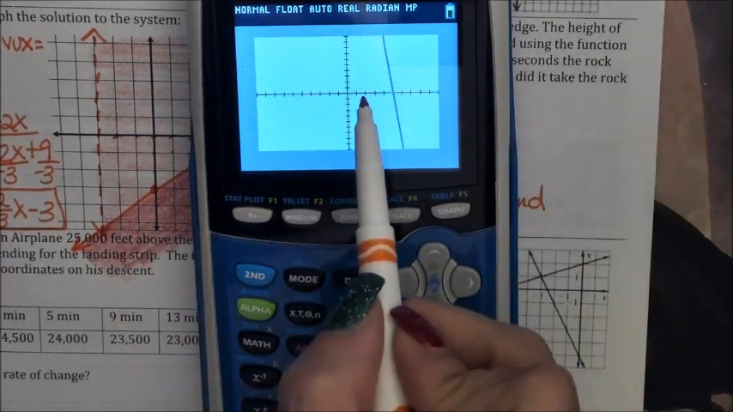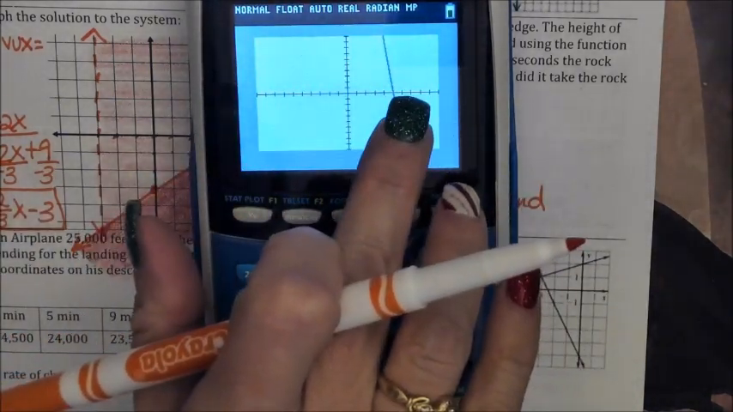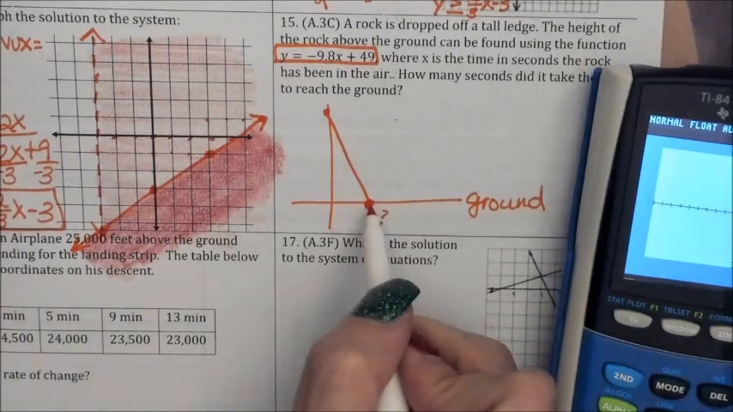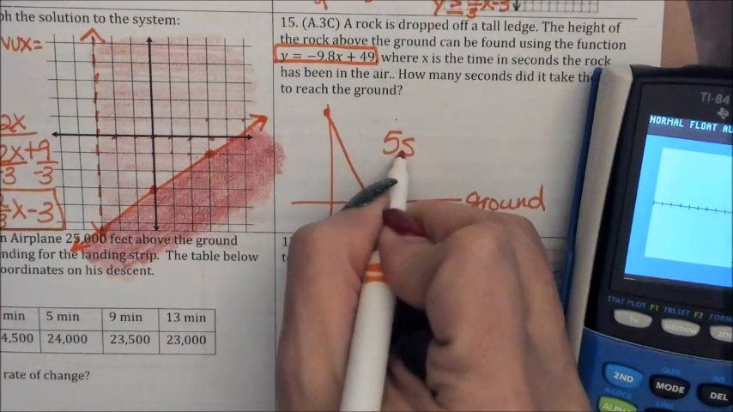So, 1, 2, 3, 4, 5. How long did it take? 5. That's where it crosses. Because if you think about it, you're wanting to know where it hits the ground. It takes 5 seconds.